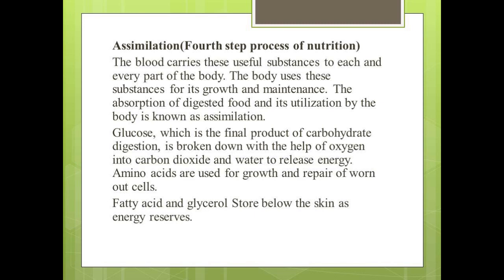Amino acids are used for growth and repair of worn out cells. Fatty acids and glycerol are stored below the skin as an energy reserve.